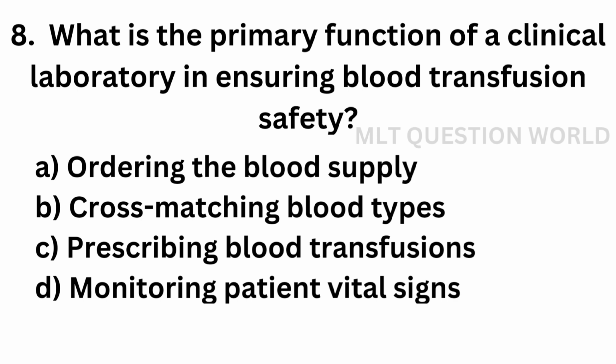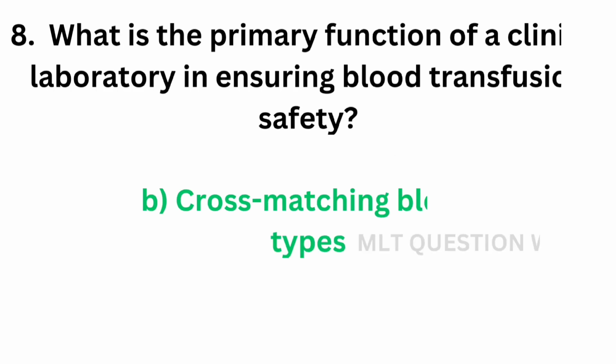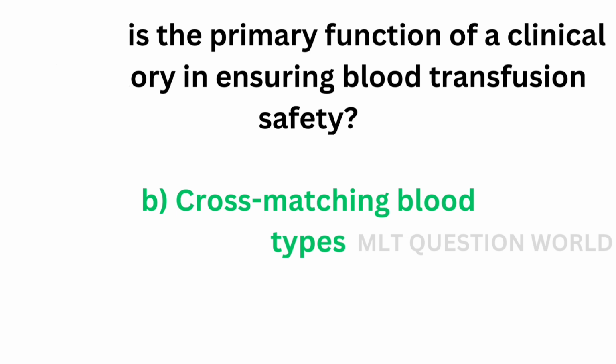Question number 8. What is the primary function of a clinical laboratory in ensuring blood transfusion safety? Option A. Ordering the blood supply. Option B. Cross-matching blood types. Option C. Prescribing blood transfusions. Option D. Monitoring patient vital signs. The correct answer is option B. Cross-matching blood types. The primary function of a clinical laboratory in ensuring blood transfusion safety is cross-matching blood types.